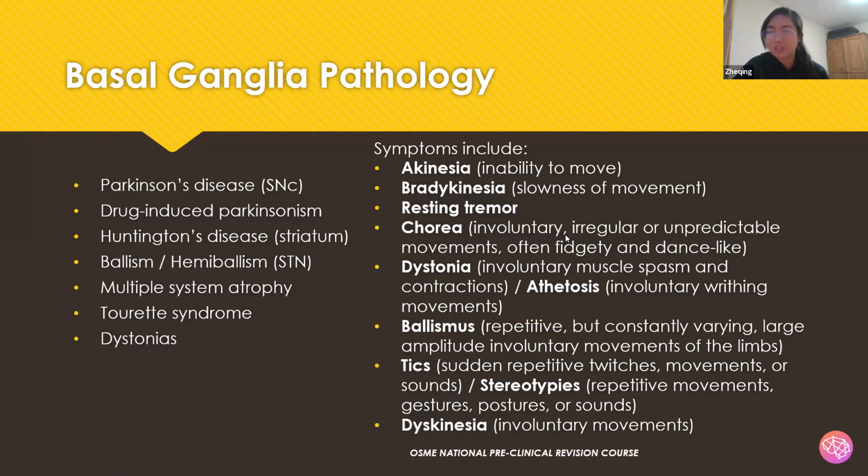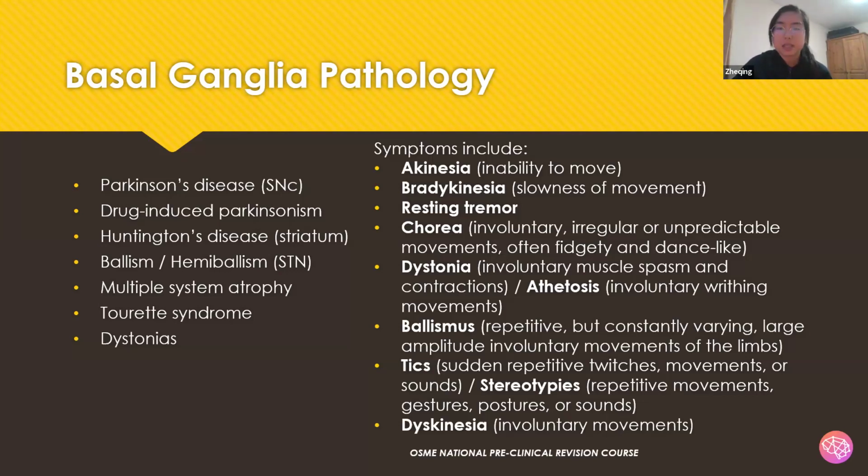Chorea are involuntary, irregular, unpredictable movements, and they're often described as being dance-like. So it looks like the patient is fidgeting or dancing. If you don't know what it is, you can look up some videos on it and then you'll understand. Then you have a few others that are quite similar, and I don't think you have to differentiate all of them. You just have to know the main symptoms, and I think Parkinson's and Huntington's are the ones in your syllabus.